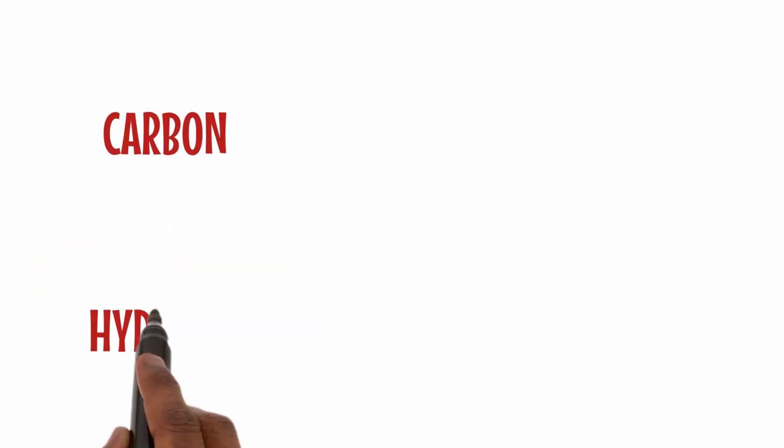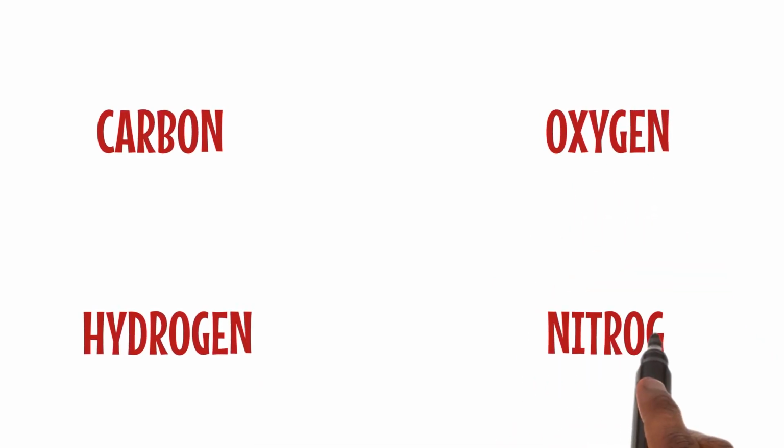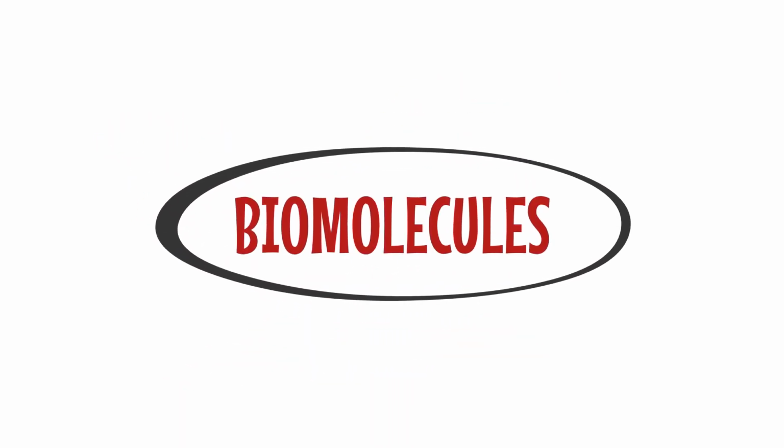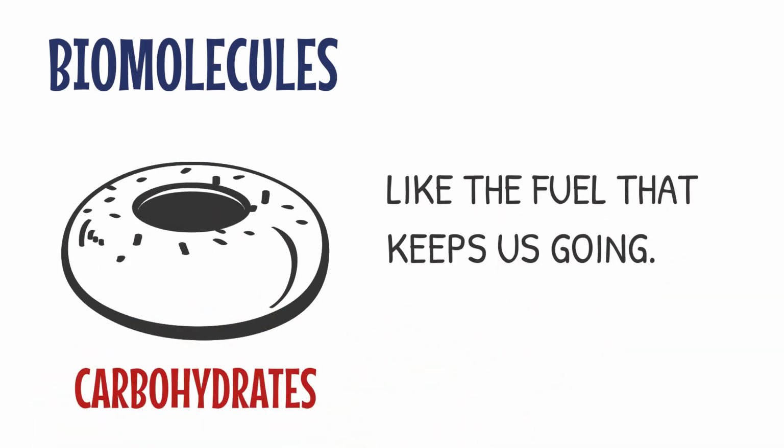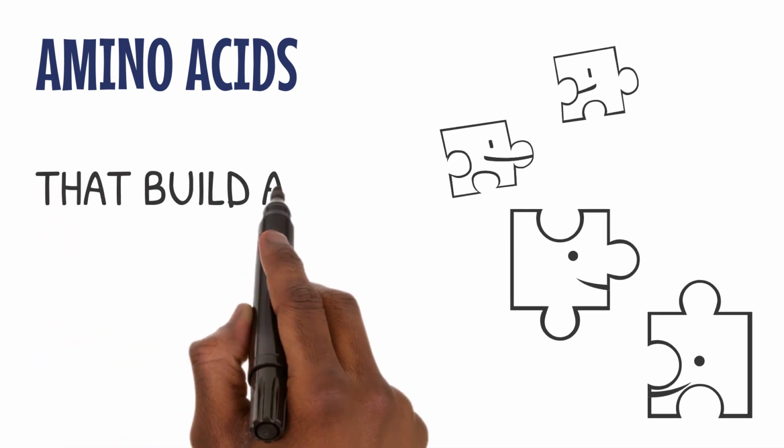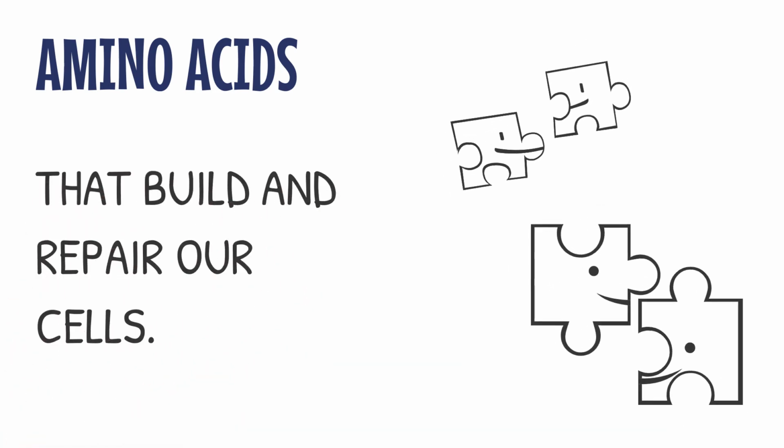Elements necessary for life, like carbon, hydrogen, oxygen, and nitrogen, are the essential building blocks of biomolecules. Now, let's meet the biomolecules. Carbohydrates are the energy-packed sugars, like the fuel that keeps us going. Amino acids are the protein puzzle pieces that build and repair our cells.